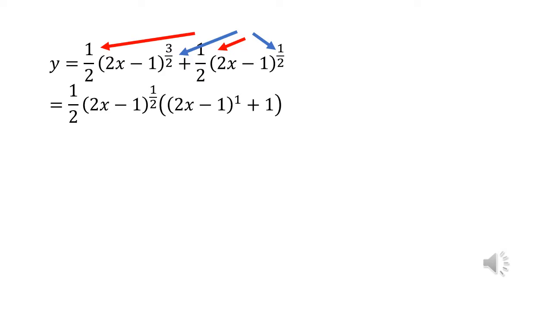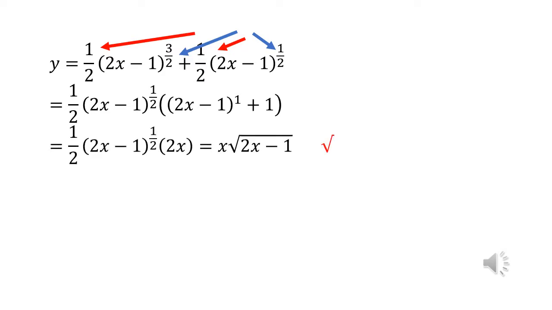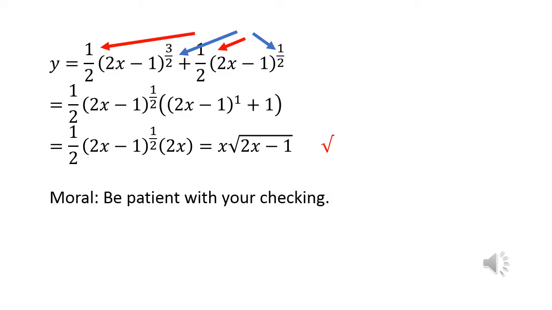Well, when we simplify that, the 2x minus 1 to the first plus 1 collapses to 2x, and 1/2 times 2x is x, so that our result is algebraically identical to the original integrand. The moral of the story here is that sometimes you have to be patient with your checking.